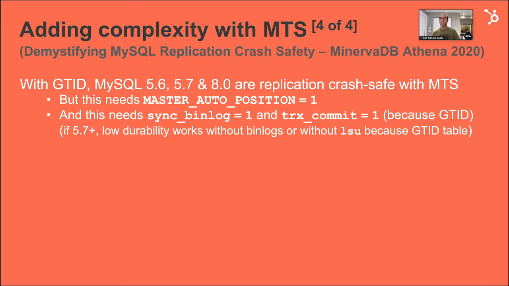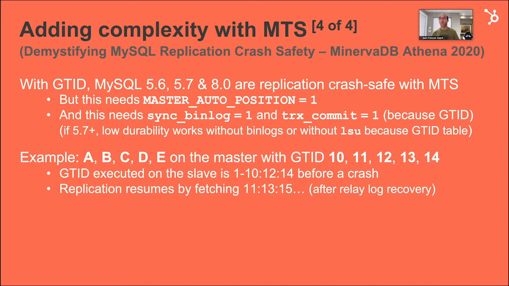So what about with GTID? With GTID, parallel replication is crash safe, but you need to enable GTID replication. So you need to set master auto position equal 1. And because of GTID, you need sync binlog equal 1 and you need trx commit equal 1, unless you have binary logs on the slave.